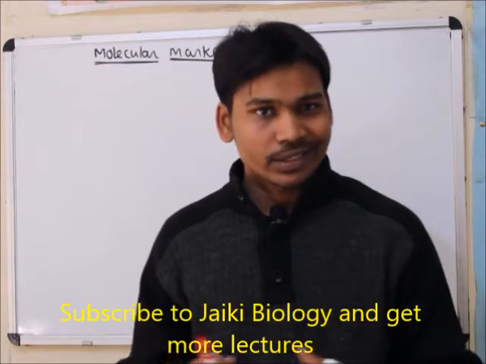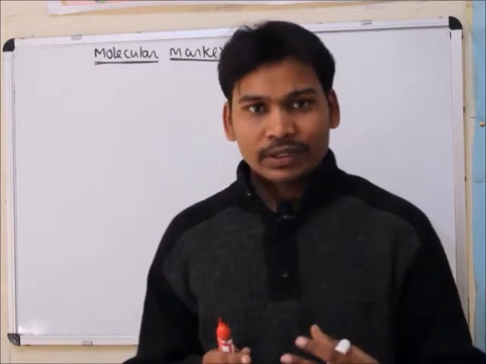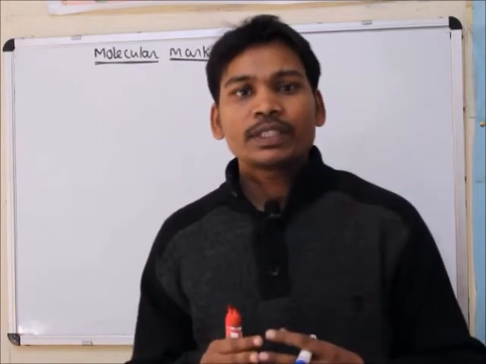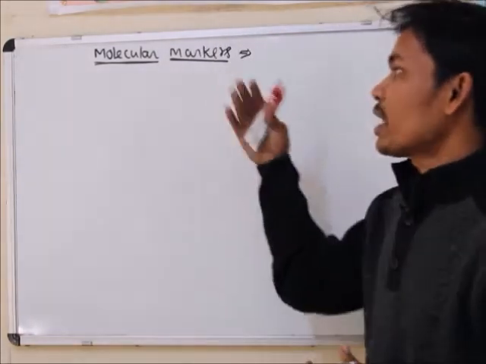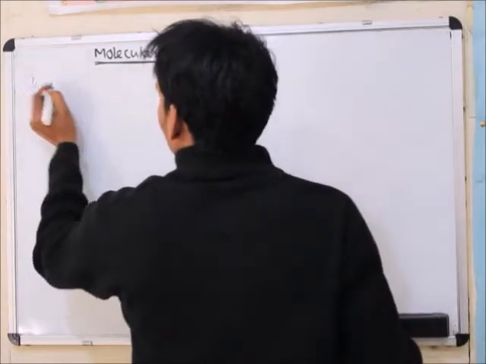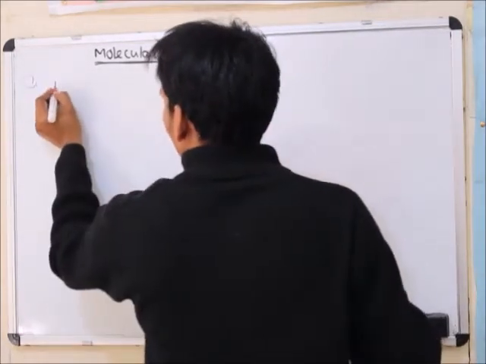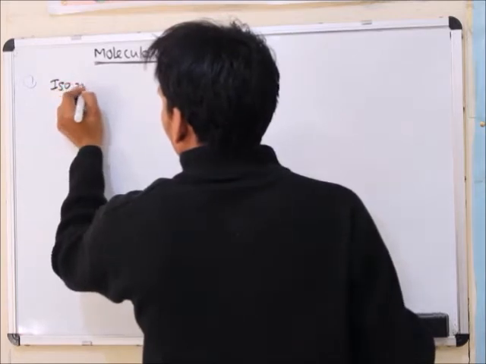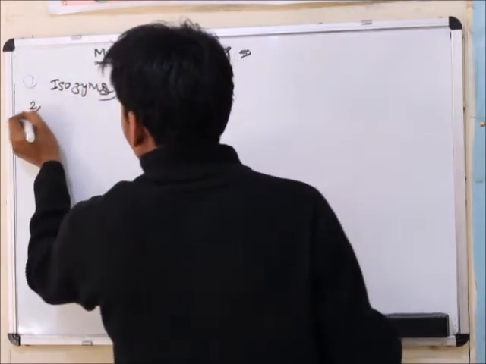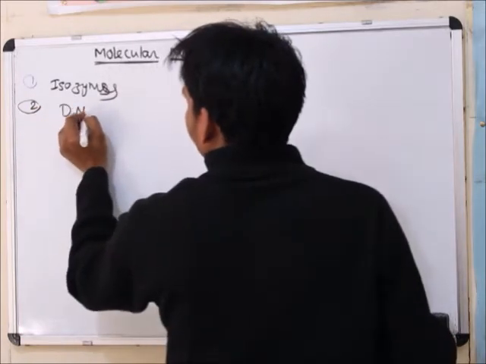That's how molecular markers are used in genome mapping and how they become identified. So without wasting time, I will describe the types of molecular markers. There are two types of molecular marker: first is isozymes, and second is DNA sequences.